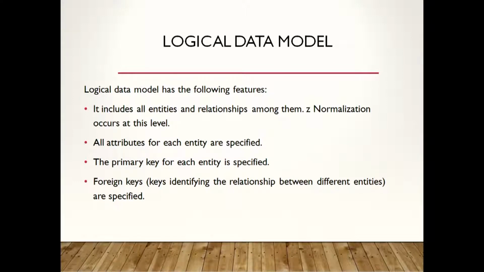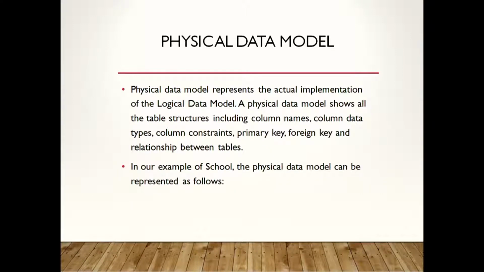Logical data model has the following features. It includes all entities and relationships among them, and normalization basically occurs at this level. All attributes for each entity are specified. The primary key for each entity is specified. Foreign key, the key identifying the relationship between different entities, is also specified at this data model.